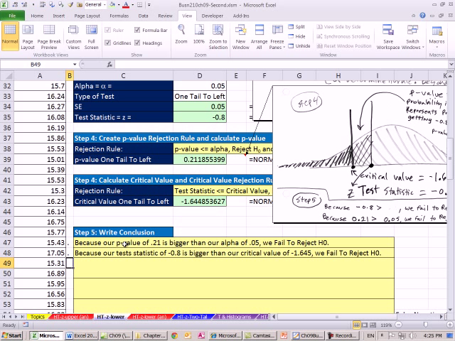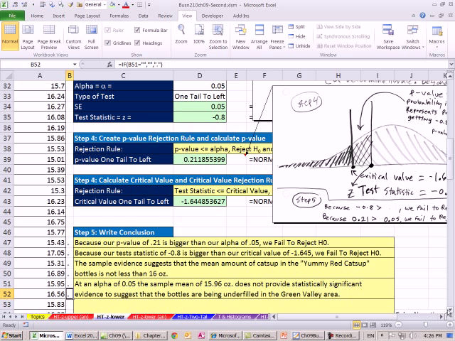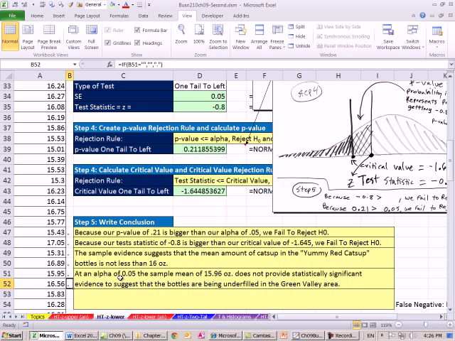Probably we want to say more than either one of those. That's kind of the basics. The sample evidence suggests that the mean amount of ketchup in the Yummy Red ketchup bottles is not less than 16 ounces. Another way to say this, at alpha of 0.05, the sample mean of 15.96 ounces does not provide statistically significant evidence to suggest that the bottles are being underfilled in the Green Valley area.